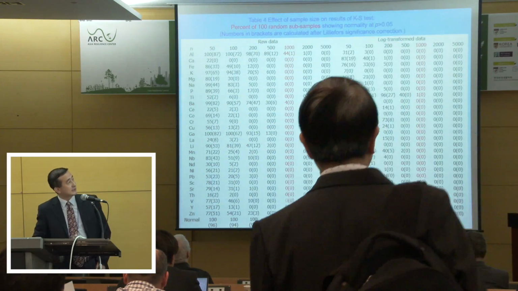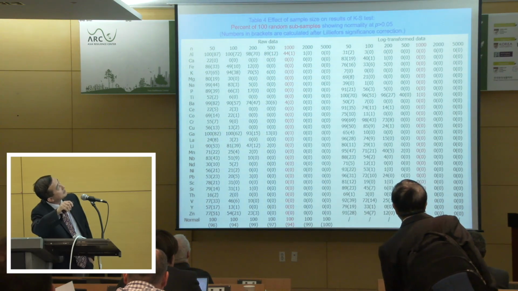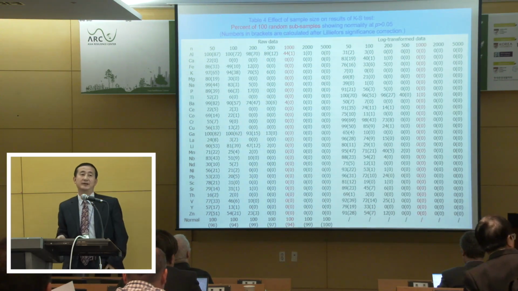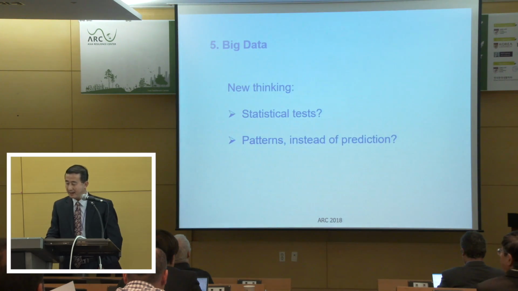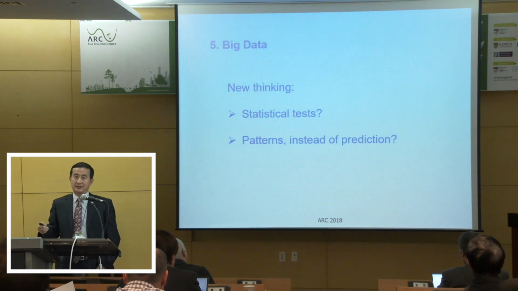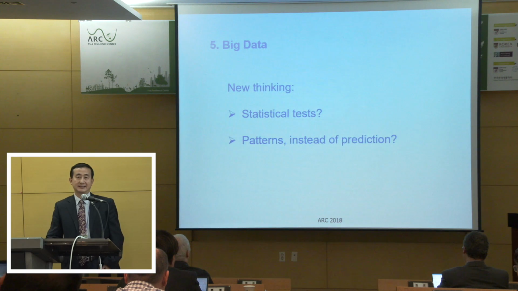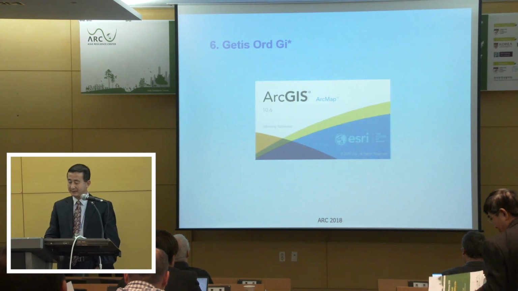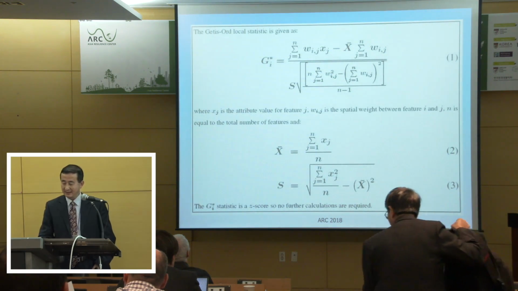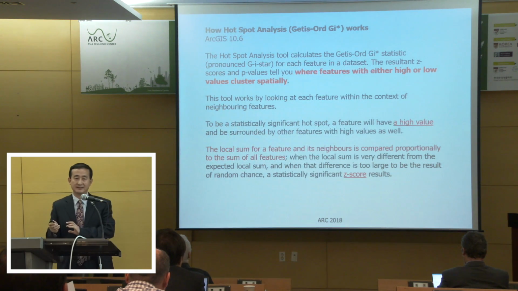So I did try to see how large is too large. Well, generally, you can say when numbers reach 1,000, you have to be very careful. So that's my suggestion there. Now, it does really lead us to have a new way of thinking. I think when you get large data, big data, you really should think about the patterns instead of the statistical tests. So I'm using another method called Getis. This method helps us to identify high-value clusters and low-value clusters.